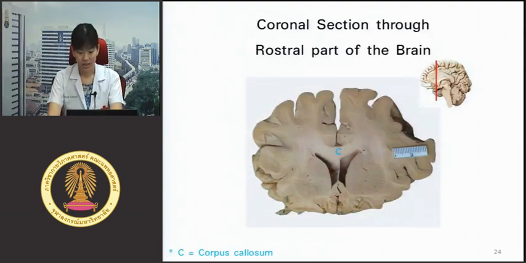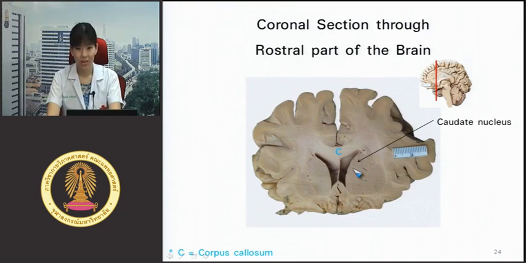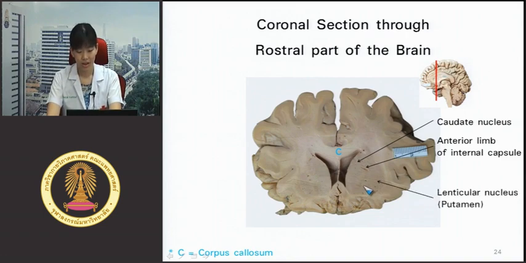In a coronal section through the rostral part of the brain, identify the caudate nucleus medial to the anterior limb of the internal capsule, and laterally to this nerve bundle, identify the putamen. The cavity of the brain at this level is the anterior horn of the lateral ventricle.